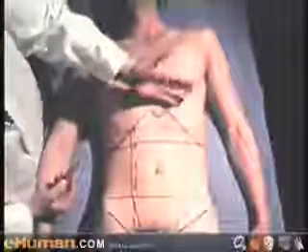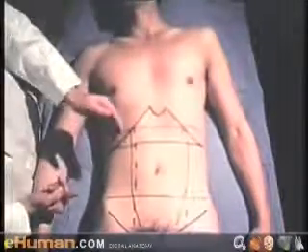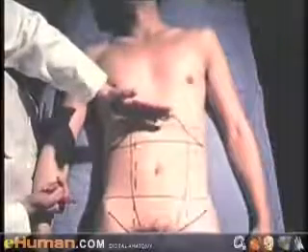When we say transpyloric, it infers that it goes through the pylorus. But I might remind you that it goes through the duodenojejunal junction, it goes through the neck of the pancreas, and it goes through the hila of both kidneys on either side. It's a useful clinical plane.